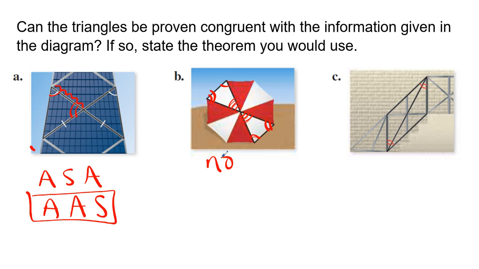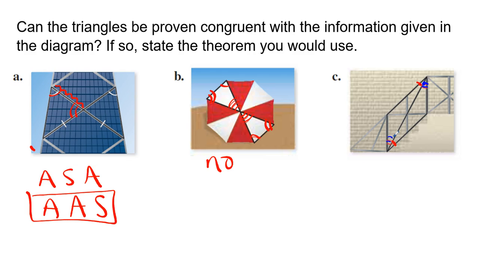And then the last one, we've got these triangles. And let's see, we have this angle congruent to this one. And then we have this angle over here congruent to this angle here. So we do have two angles. And now we're looking for a side. Do they have a side that's congruent?